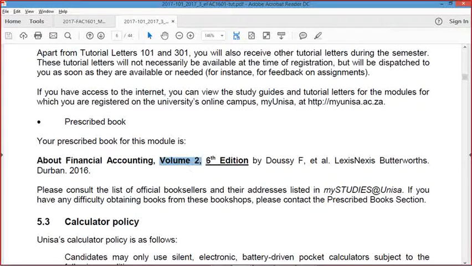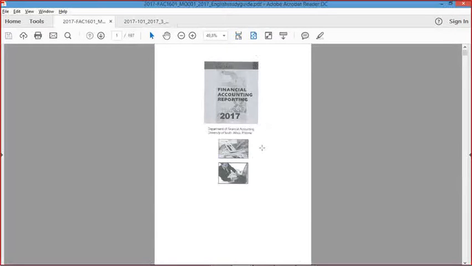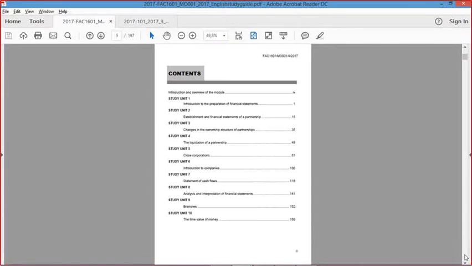Right, in that particular module, all the basics were covered, but you're going to use all those basics in this one. So there's the 6th edition, which you can get. That's the newest, which is what they're prescribing. You can also use some of the older editions. I've looked at the material. You can see this is the 2017 study guide. And if you look at the contents page, there are 10 study units here, and all 10 study units are the same as previous semesters.